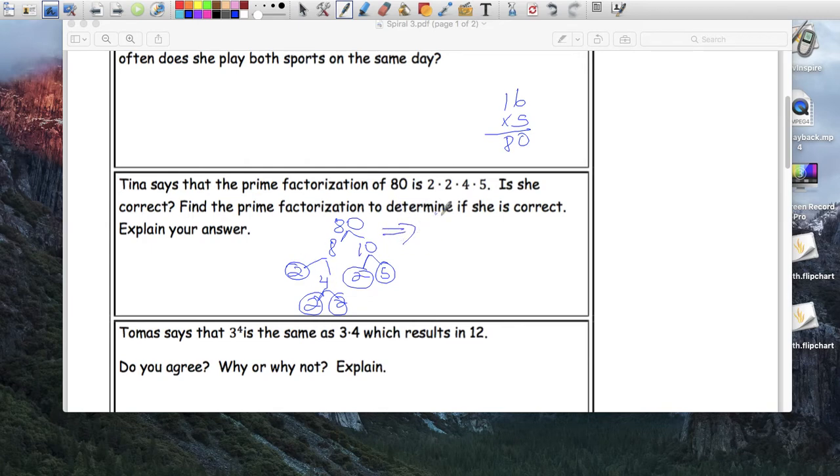Via the prime factorization I just did, I actually got 2 times 2 times 2 times 2 times 5. 2 times 2 is 4. 4 times 2 is 8. 8 times 2 is 16. And 16 times 5 is 80. So this is correct. And we will write this as 2 to the 4th times 5. I see what mistake I made.